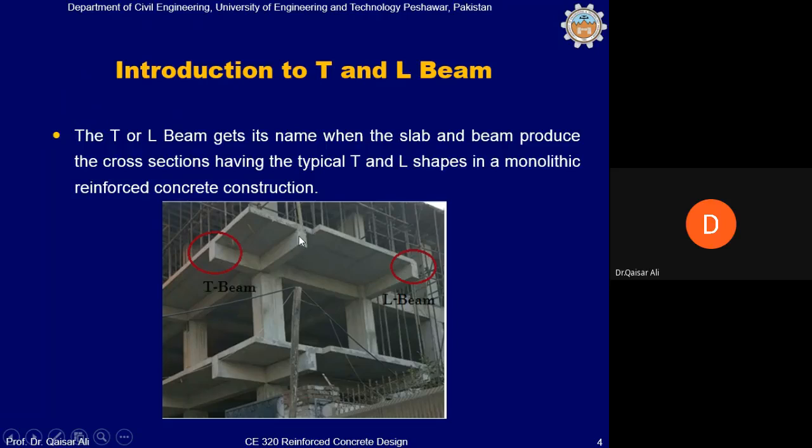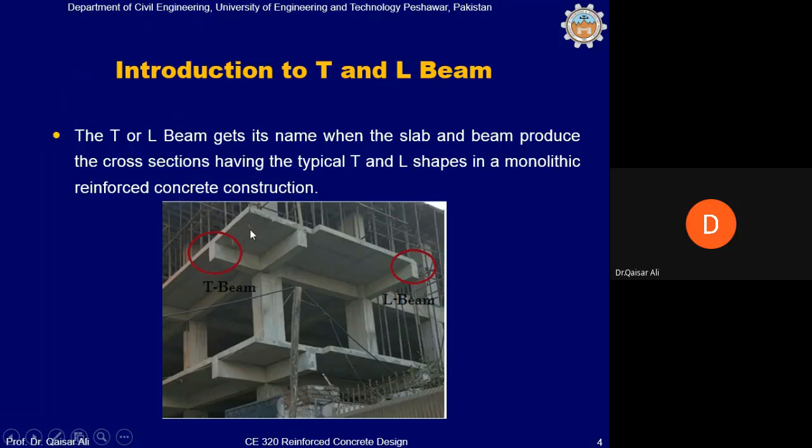but during the design, the part of the slab is also taken into account, because when the beam deflects, part of the slab will also be compressed on the top side of the beam because it is monolithically cast with the beam. Therefore, T and L beam gets its name when the slab and beam produce the cross sections having the typical T and L shapes in monolithic reinforced concrete constructions.